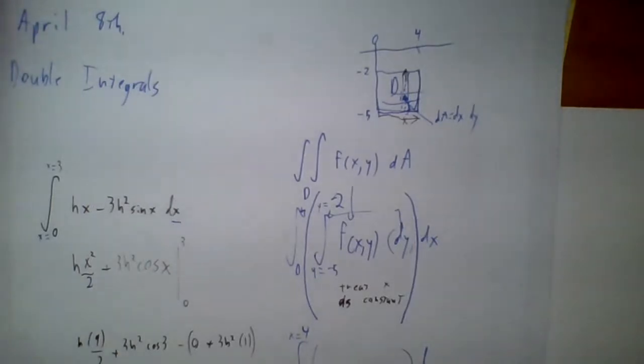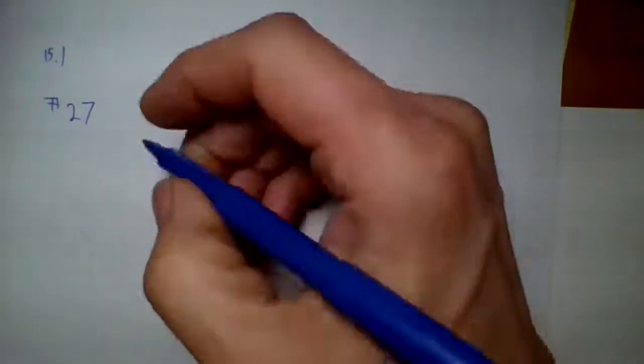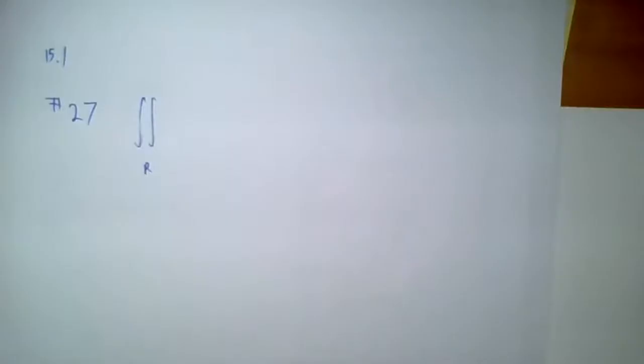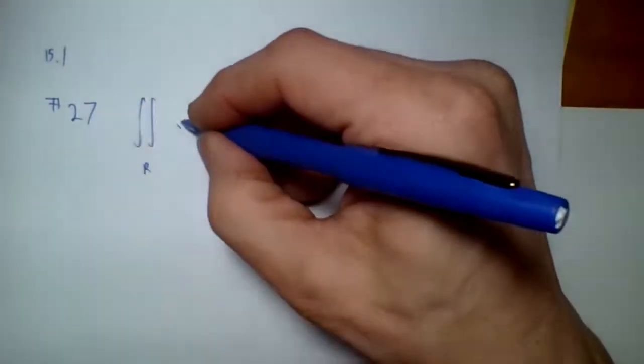Let me start with a straightforward example, and then I'll try to work some of the more interesting ones as well. So from 15.1, I'm going to do number 27 out of the book right here. That's a regular double integral over, they actually use an R for it here, over a region, but in this case, it's just a rectangle. It's x secant squared y.